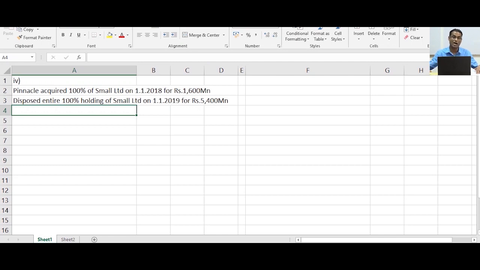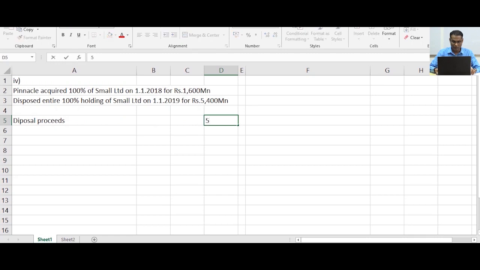So now part 4 of the question requires us to calculate the gain on disposal in the consolidated income statement. We discussed the format of calculating the gain. First of all, I am taking the disposal proceeds. How much is the disposal proceeds? As per the question, it's 5,400. 5,400 is the disposal proceeds.